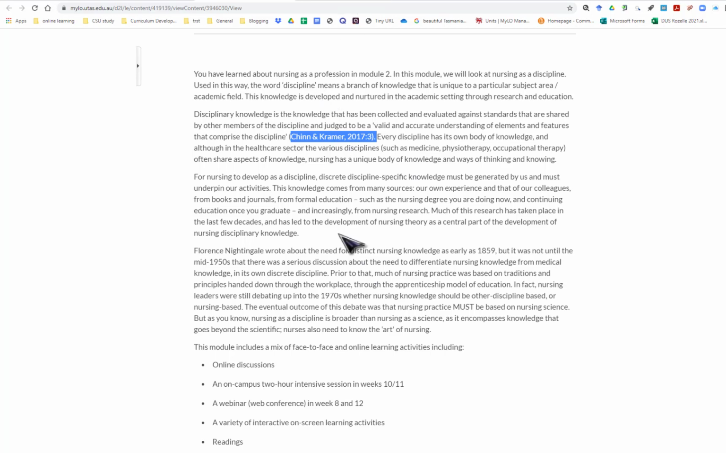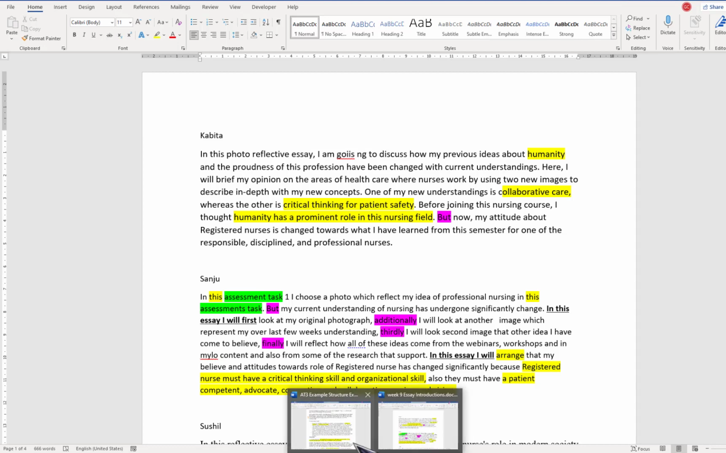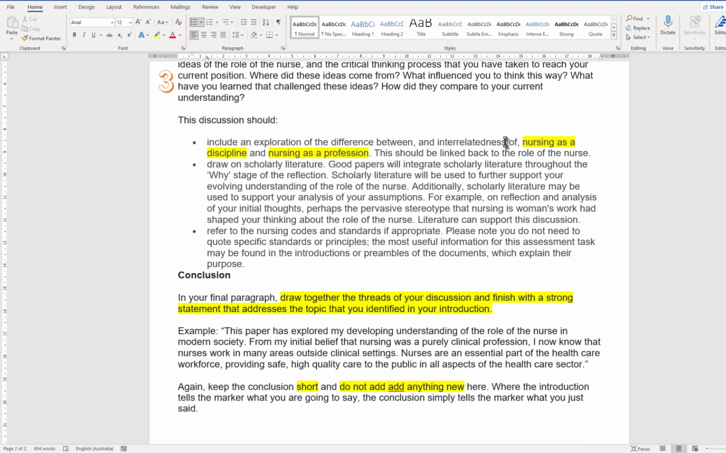So make sure in your essay to include a discussion of how this is maybe something that's changed, right? Maybe originally you thought of nursing as a profession, as a job, but now you understand it's not just a job. It is a job, of course, but it's also a discipline. And what does that mean? What kind of things have you learned are included in the discipline of nursing?